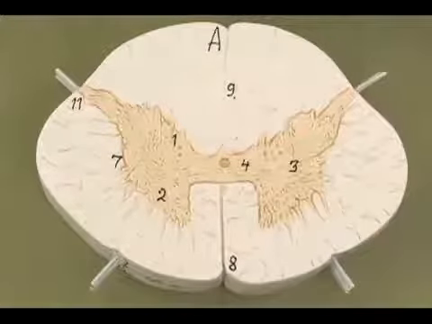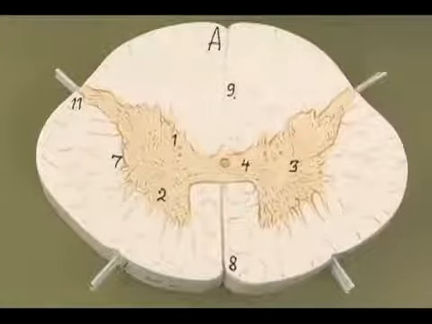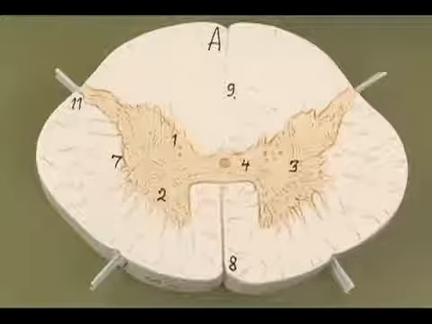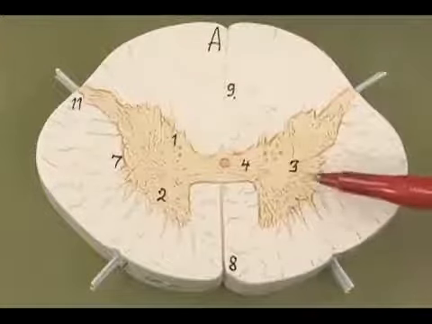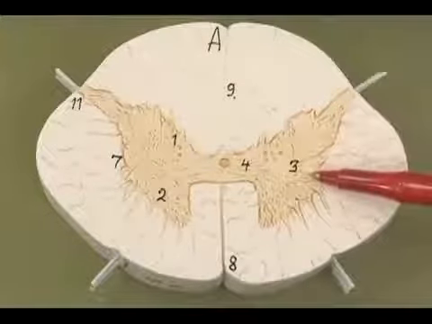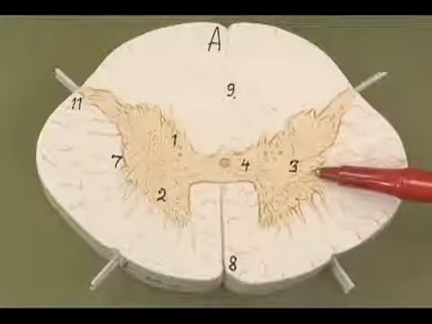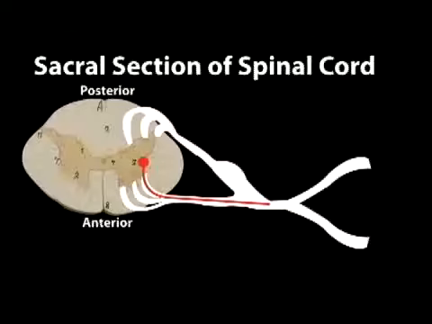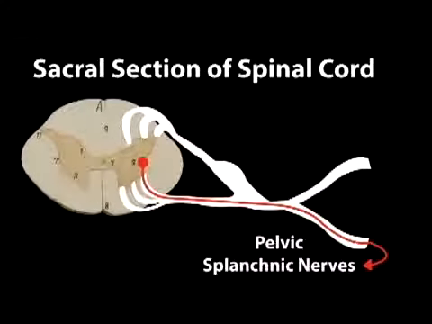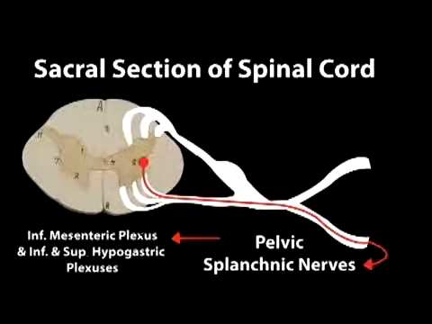Let me show you the origin and the course of the parasympathetic fibers on this model. The cell bodies lie here in the gray matter of the S2, S3, S4 levels of the spinal cord. The preganglionic parasympathetic fibers leave the spinal cord via the ventral root and reach the spinal nerve. Then they travel through the ventral ramus of the spinal nerve and leave it as the pelvic splanchnic nerves. They contribute to form the right and left hypogastric plexus.